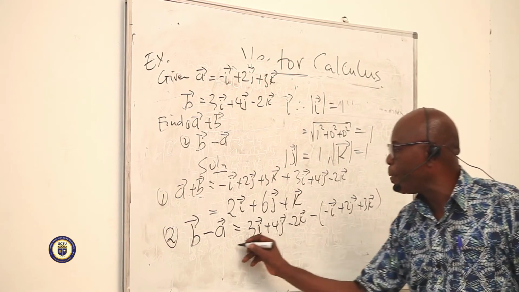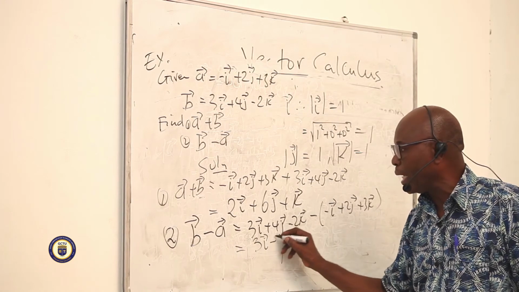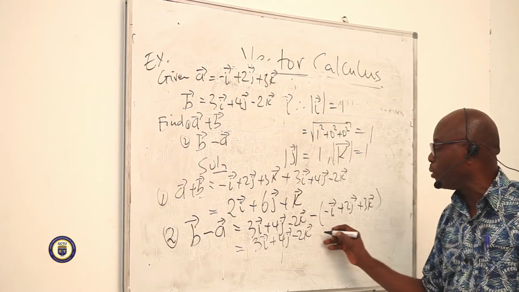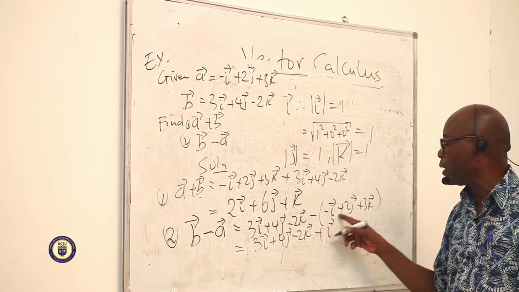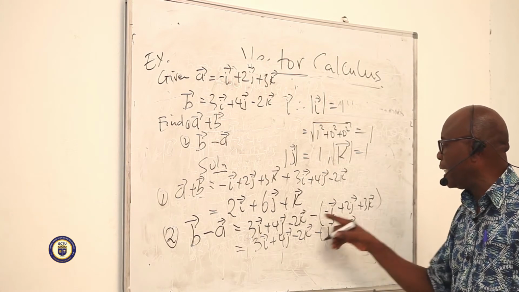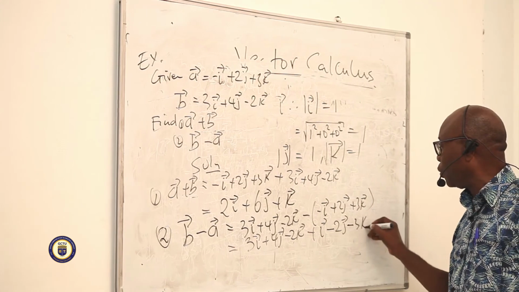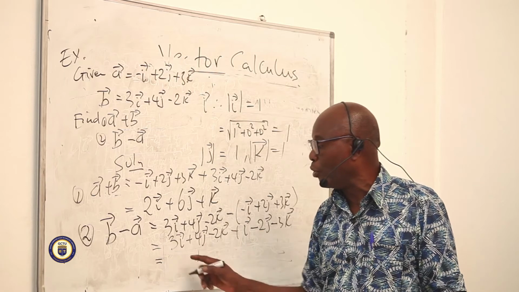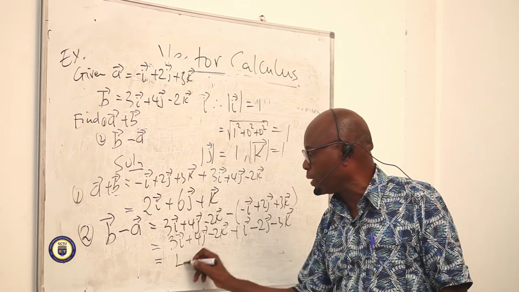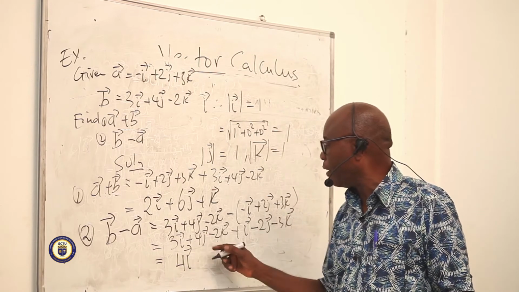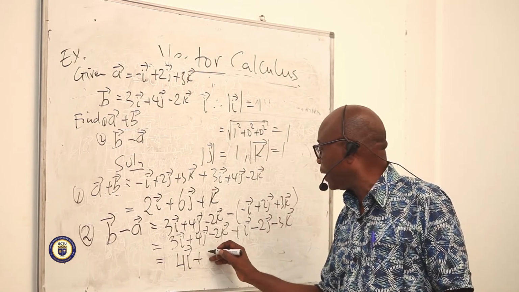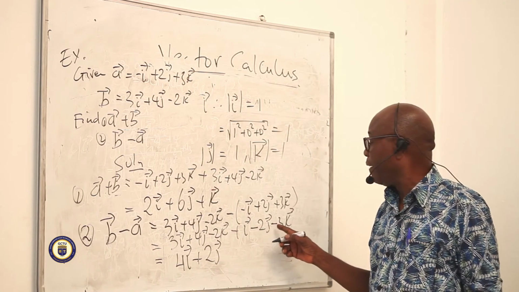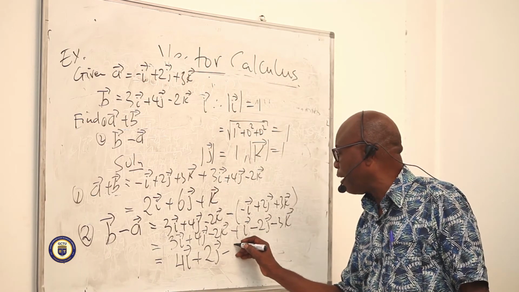So if you open the bracket, you're going to have 3i plus 4j minus 2k. Then open the bracket: minus times minus becomes positive i. Negative times positive will give us negative 2j. And then negative times positive will give us negative 3k. So now it becomes easier to assemble them component by component. 3i plus i will give us 4i. Then 4j minus 2j will give us 2j. And then minus 2k minus 3k will give us minus 5k.